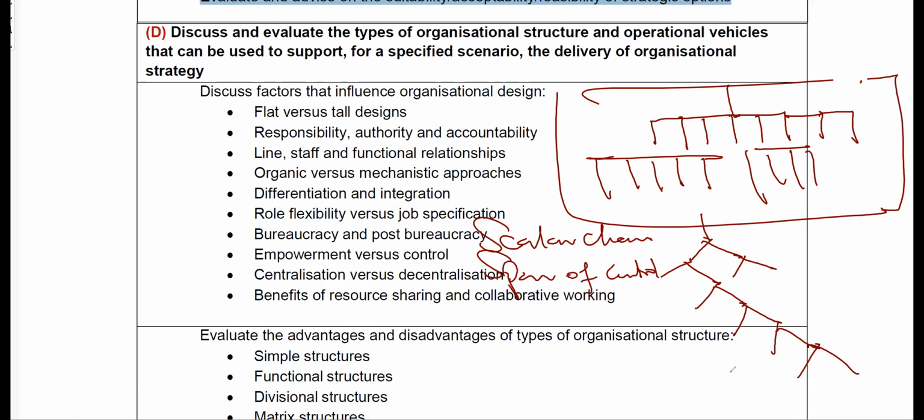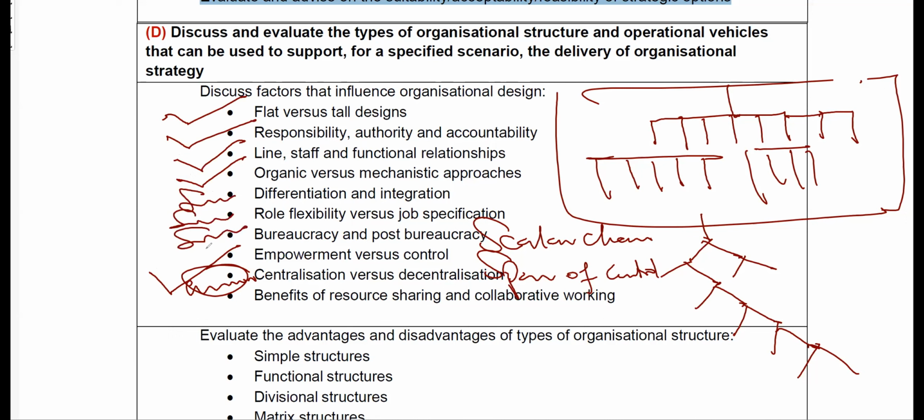Role flexibility versus job specification, bureaucracy and post-bureaucracy, empowerment versus control within an organization, centralization versus decentralization, which are all organizational relationships. And this is the common one that they are going to ask you questions on. These ones, yes, examinable, somehow. But these ones are the most examinable areas which I've highlighted. So that is it. Resource sharing and collaborative working. Very important. Collaboration strategies. Okay, so that is it.